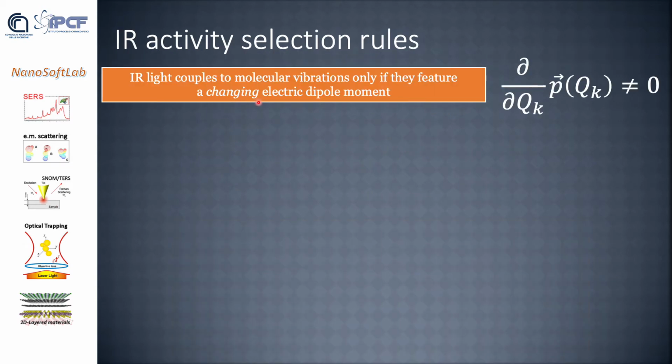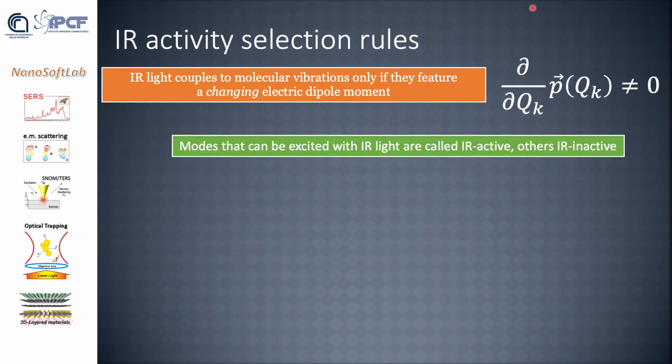Infrared light couples to molecular vibrations only if they feature a changing electric dipole moment. So this means if the derivative with respect to the normal coordinate qk of the dipole moment p, as a function of qk, is different from 0. Modes that can be excited with infrared light are called infrared active, otherwise they are called infrared inactive.